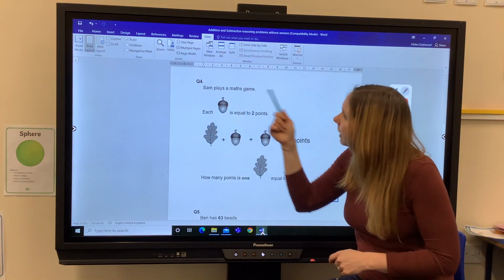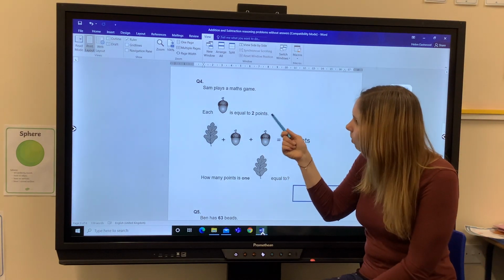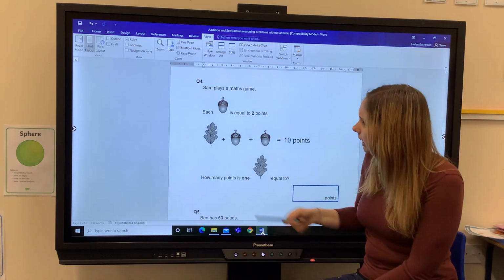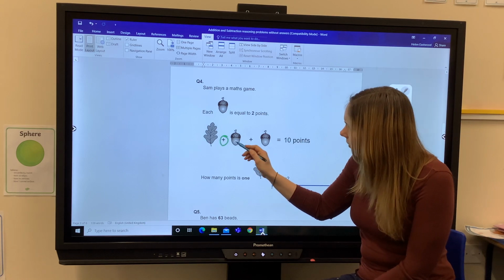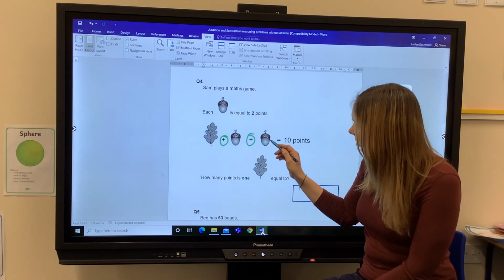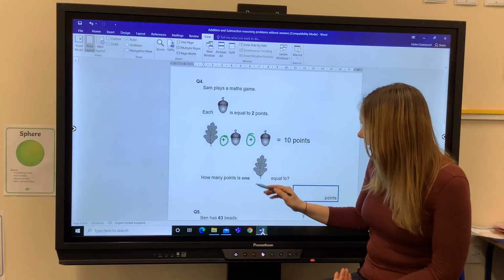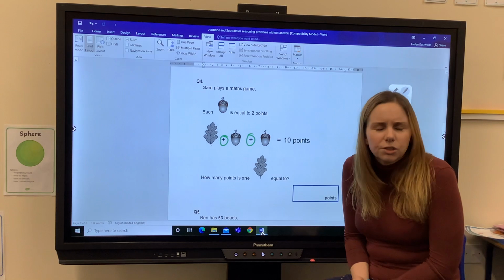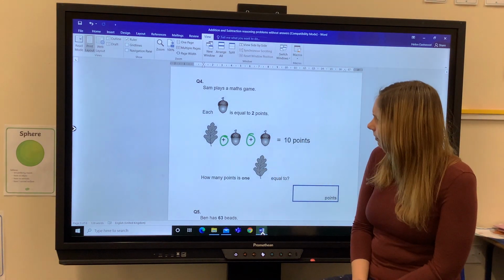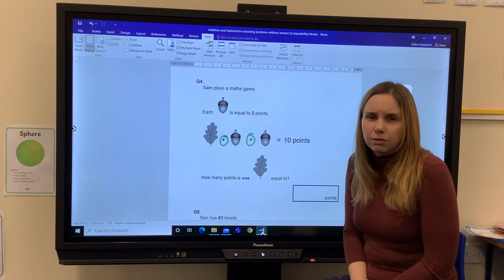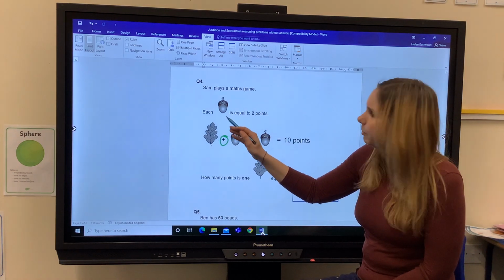Now, Sam plays a maths game. Each acorn is equal to 2 points. We've got a lot of information to take in here. We've got a leaf, we've got the plus sign, we've got an acorn, we've got a plus sign, we've got an acorn equals 10 points. How many points is one leaf equal to? What a strange question. Well, we've not been adding with pictures before, have we? I bet you did that though before Christmas with Mrs. Hart and Miss Davenport. So let's go back to what we've been told.